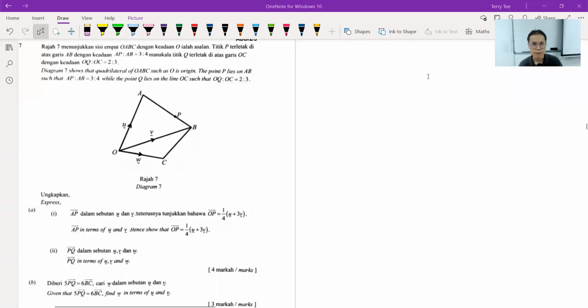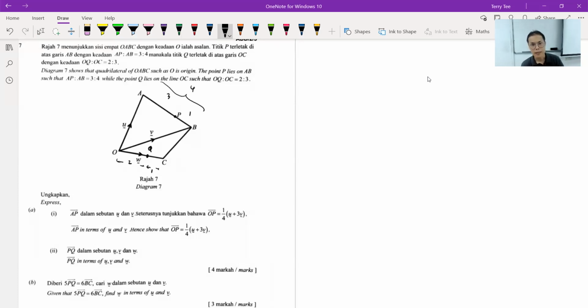Okay, moving on, question 7. This is from the chapter on vectors. So here we have a quadrilateral OABC, where O is the origin. Point P lies on AB such that the ratio AP to AB is 3 to 4. That means this is 3, the whole thing is 4, so this should be 1. Your AB is 4, so PB should be 1. Now, at the same time, Q lies on OC such that OQ to OC is 2 to 3. Maybe I put Q here. This is 2. The whole thing is 3, so QC should be 1. Okay, so I know Q should be here.